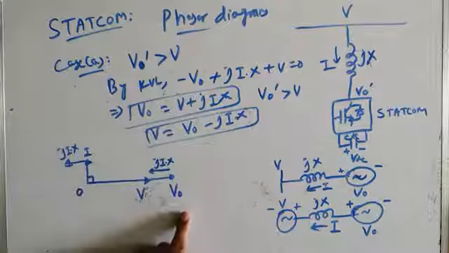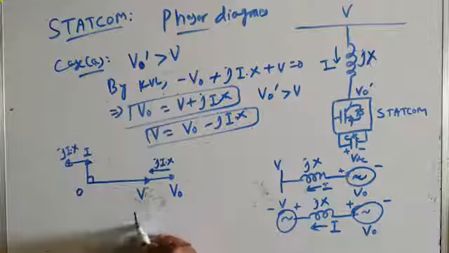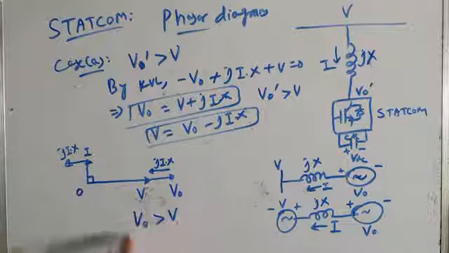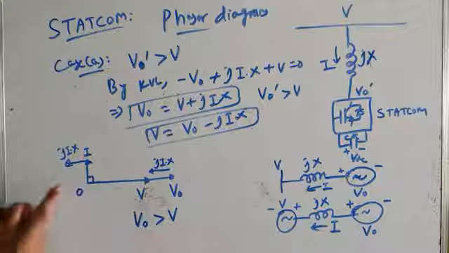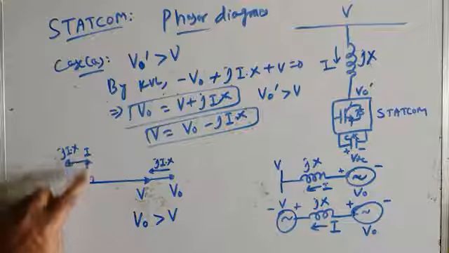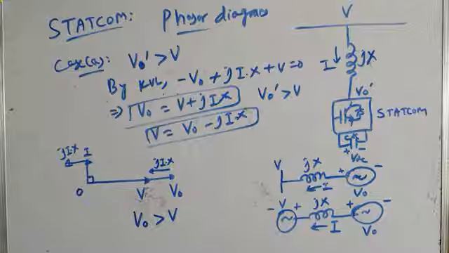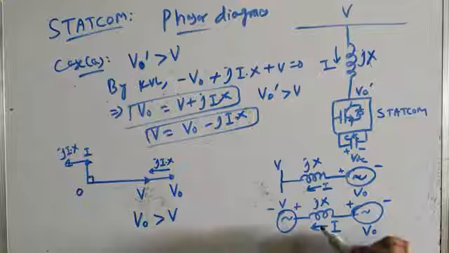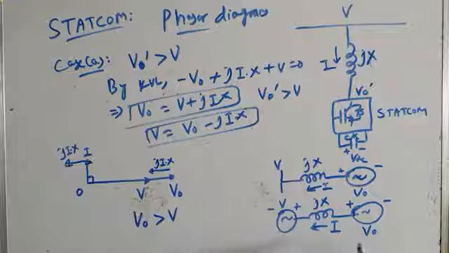It satisfies this equation. And what about V0? V0 is V plus jIX. So this clearly shows that the inverter output voltage, the STATCOM output voltage, is greater than the AC bus voltage, and this condition is satisfied only if STATCOM draws leading power factor current I. That is why when STATCOM output voltage V0 is made greater than the AC bus voltage, the STATCOM draws leading power factor current I, and hence it generates reactive power and injects that reactive power into the AC bus, and the system sees it as a capacitor.